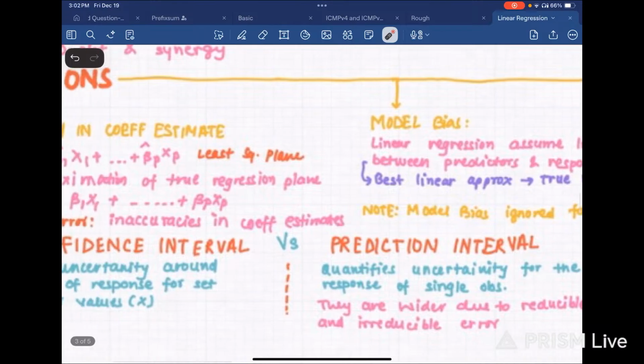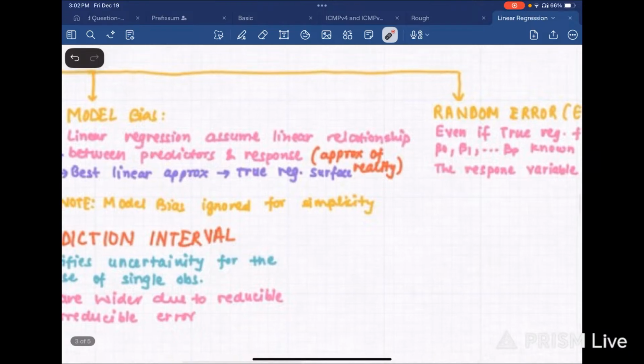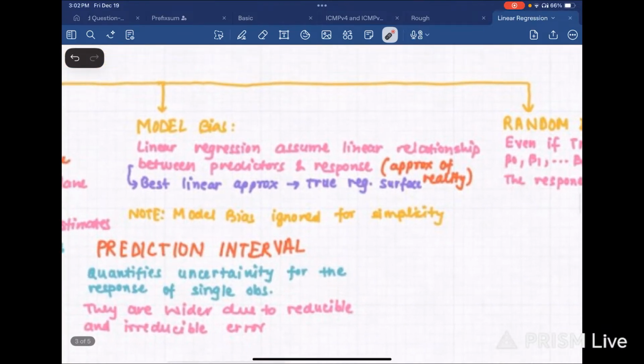After that, there is model bias. Linear regression assumes a linear relationship between predictors and response, which is an approximation of reality; the best linear approximation of the true regression surface. Model bias is ignored for simplicity; we don't actually care about it, but it is there.